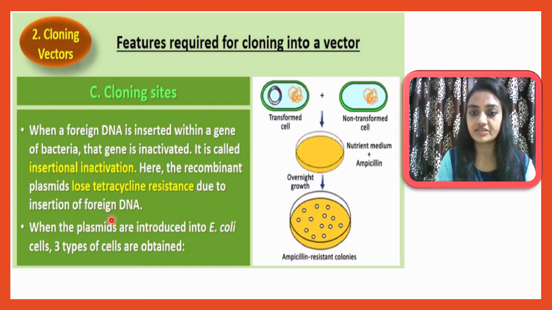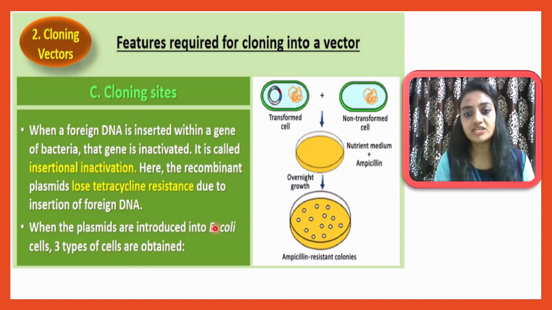Okay, and when the plasmids are introduced into the Escherichia coli, here you can see a transformant cell is there. This is a non-transformant. Transformant cells are the cells in which plasmids are incorporated, and non-transformant cells are the cells in which plasmids are not entered. So when the plasmids are introduced into the Escherichia coli cell, three types of cells will be obtained. Here you can see this is a transformant cell and this is a non-transformant cell.